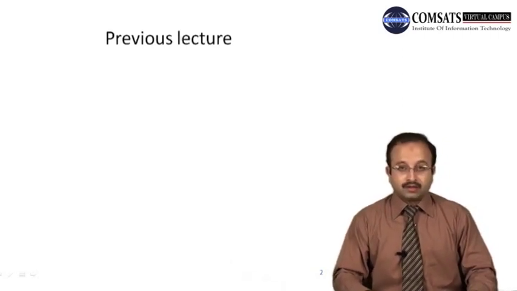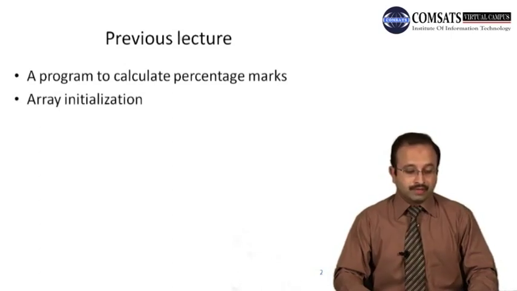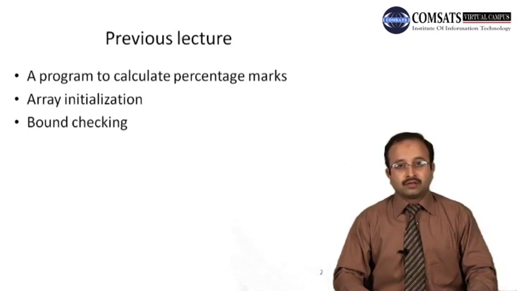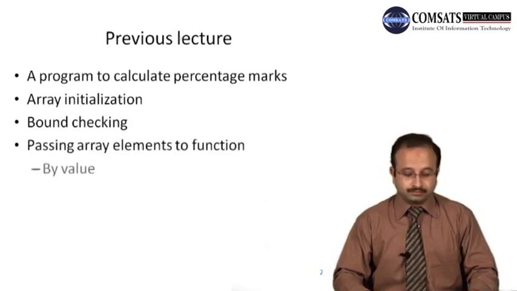Let's see the outline of our previous lecture. What we have covered in our previous lecture, we have seen a program to calculate percentage marks, and then we have seen how we can initialize a 1D array, and bound checking of an array. Bound checking means that you are not going to access an element that doesn't actually belong to that array, कि array का जो size है उससे बाहर जाके element को access ना किया जाए.